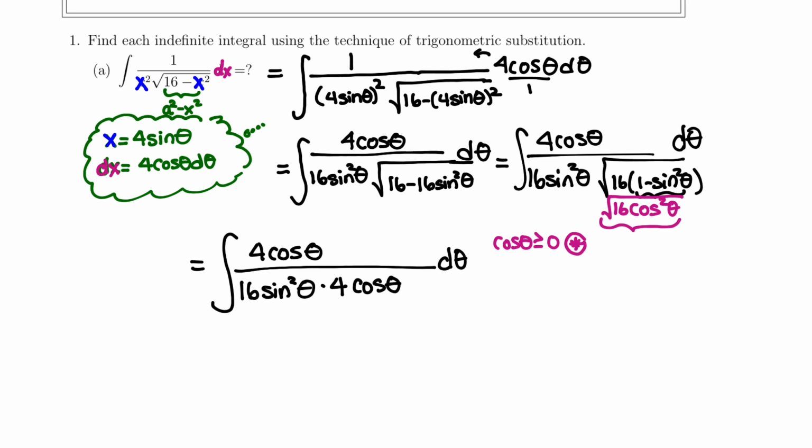But do you guys see cosine theta has to be positive? Otherwise, it comes out as the opposite of a square root. So the square root of x squared is positive provided the thing inside was positive to start with. I don't know if that makes sense or not, but that's true.